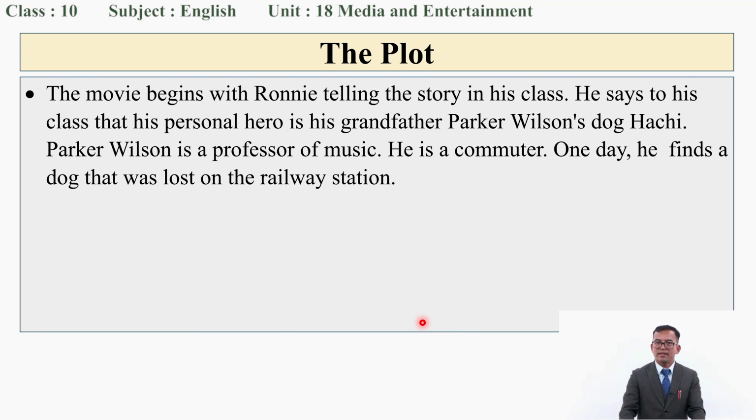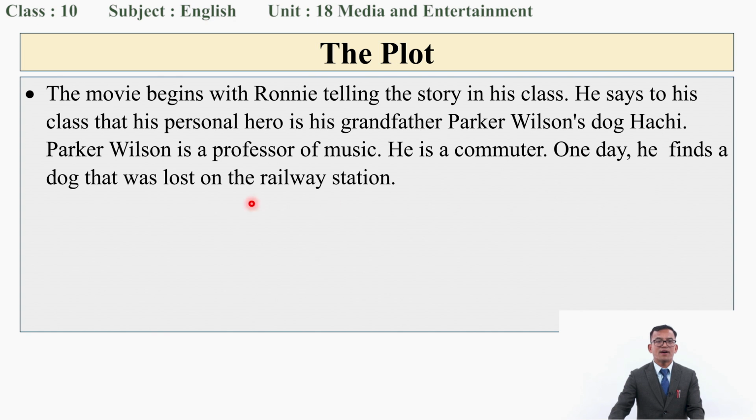So how does the story begin then? The movie begins with Ronnie. Ronnie is the son of Andy and Michael, the grandson of Mr. Parker, telling a story in his class. He says to his class that his personal hero is his grandfather Parker Wilson's dog Hachi. Parker Wilson is a professor of music. He's a commuter. As I've said, what a commuter is, I'll explain later as well.